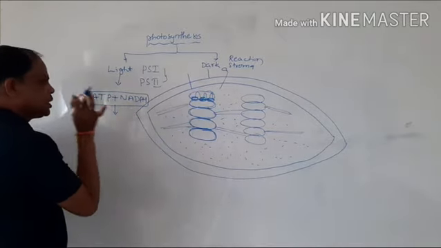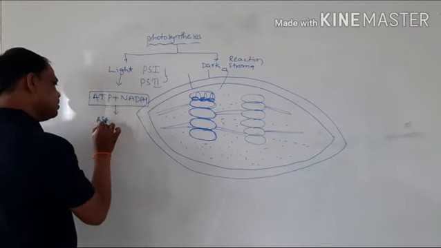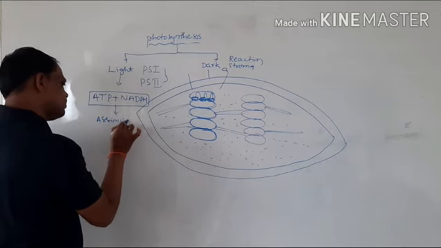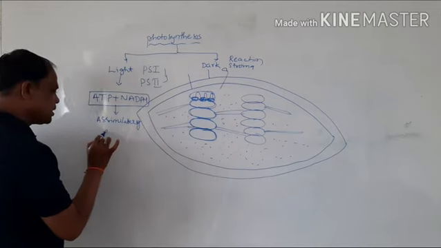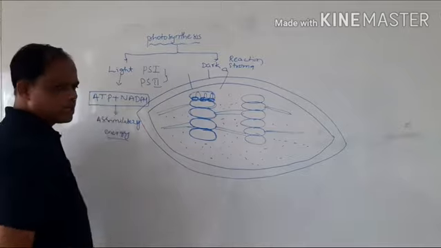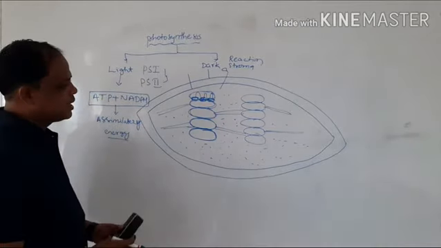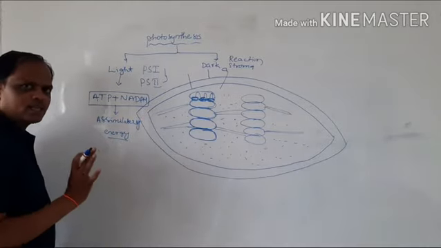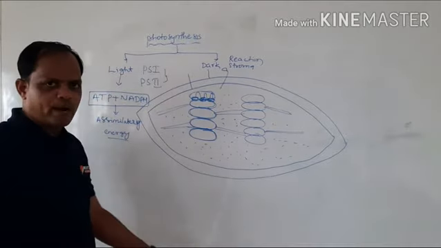Okay, so then what happened here? Both of these reaction energies are called assimilatory energy. Assimilatory energy. This energy is also called ATP and NADPH. So this is the first reaction, the light reaction. All of you listen carefully. These are the only basic points.